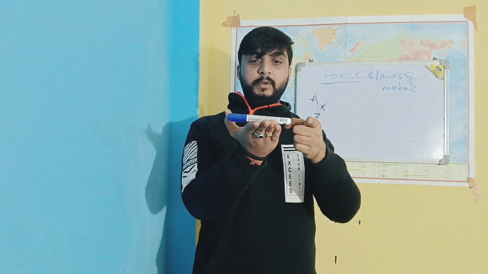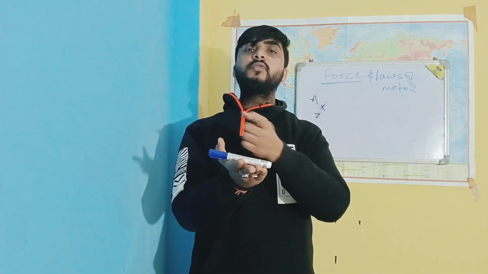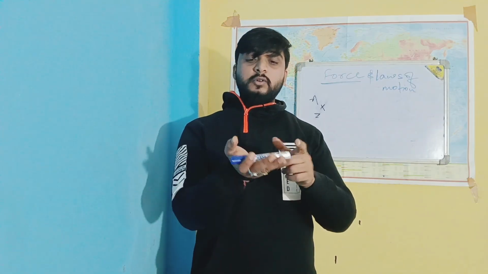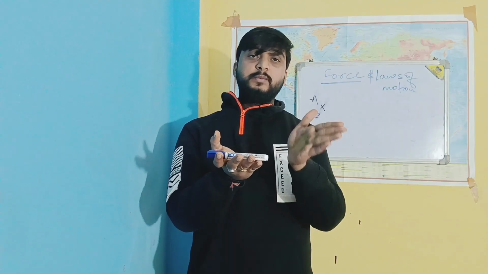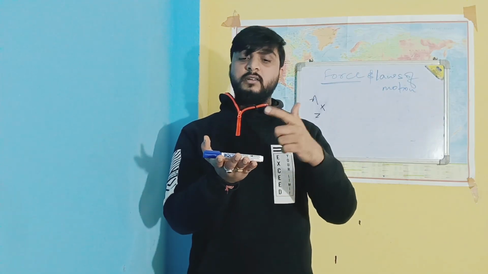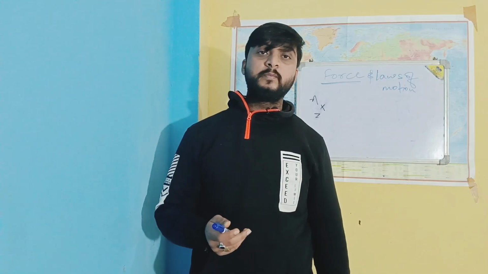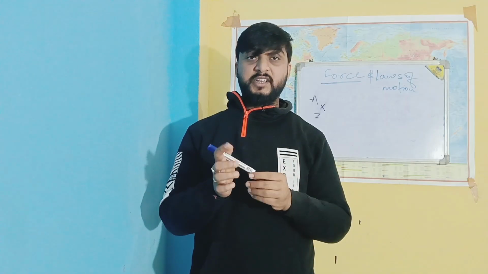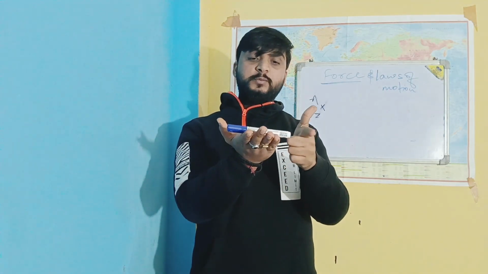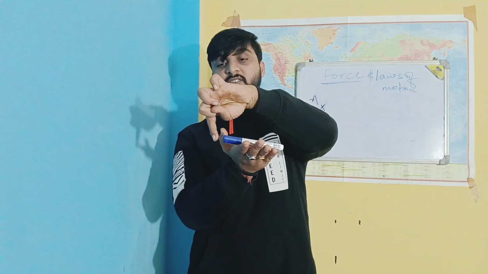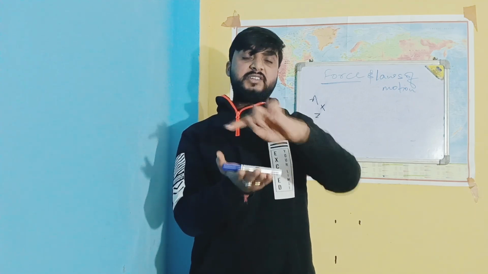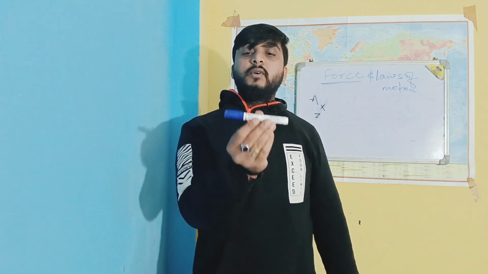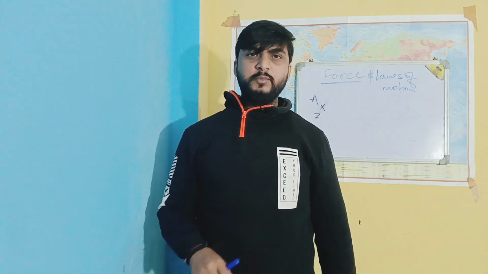So if an object is simply at rest, and if we apply force from one side, it will tend to move in the direction of the force applied, isn't it? The force has been applied in this direction, so the object also will move in this direction. But if an object is pushed in this direction and with the same amount of force it is being pushed from the opposite direction as well, then what will happen to the object? It will remain at the same position.